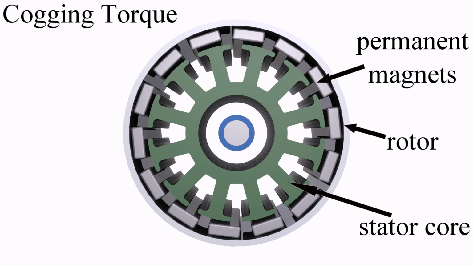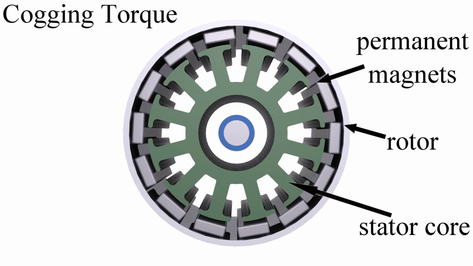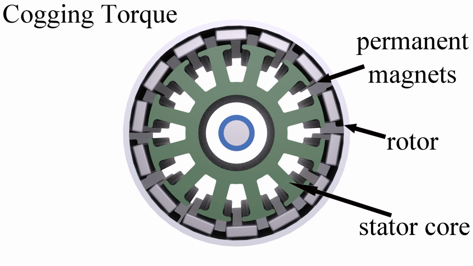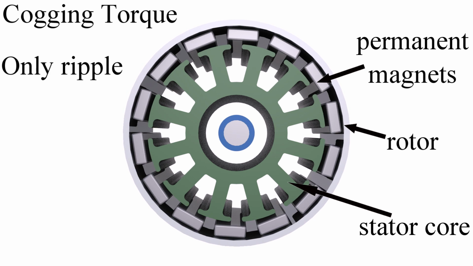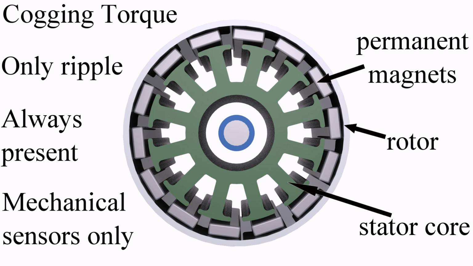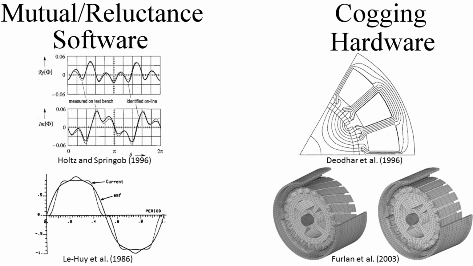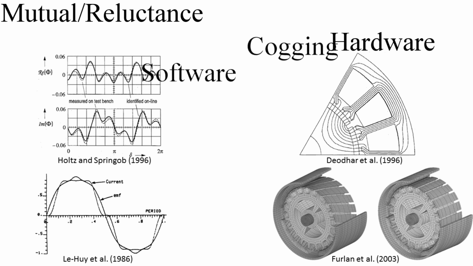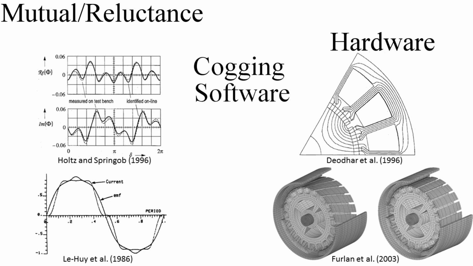Cogging torque, also called detent torque, is when the permanent magnets attract the motor's core. Unlike mutual and reluctance torques, cogging torque cannot make the motor spin continuously, only contributes to torque ripple, is always present, and is only detectable by mechanical sensors. Torque ripple has been heavily studied in the last 25 years, and most of the research falls under two categories: software methods for mutual and reluctance torque ripple minimization, and hardware redesign solutions for cogging torque ripple minimization. But can we combine these two philosophies to minimize cogging torque ripple with software?